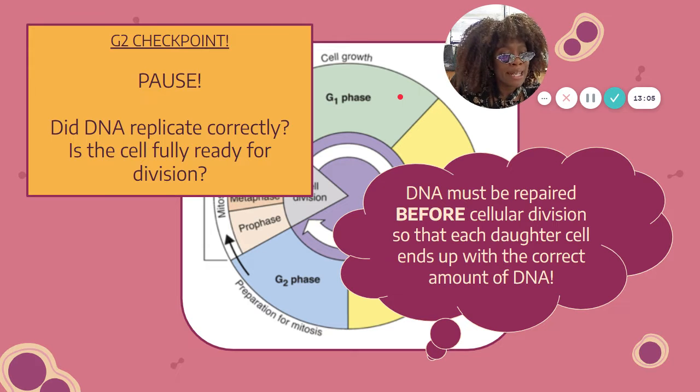Well, of course, DNA must be repaired before cellular division so that each of the daughter cells ends up with the correct amount of DNA, right? Imagine that you have, I have nothing to model this with. Here, we'll do this. Okay, so imagine that you have a cell, and you, okay, no, that's a dumb analogy. We'll look at it in some other ways.